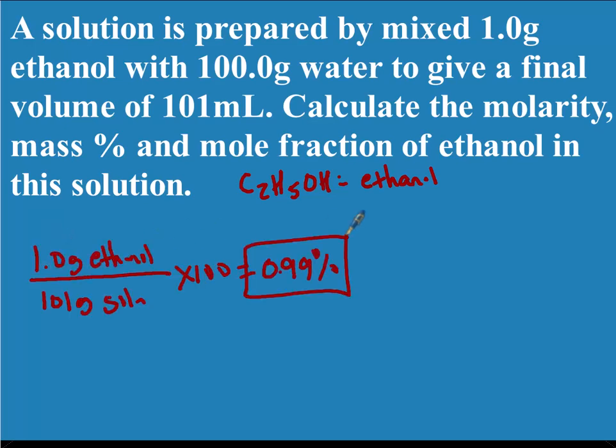So there's a couple of ways you could have started. I went ahead and did mass percent first. So that's mass of solute over total mass. And my total mass is my mass of solution, or 101 grams. So solving that out, I got 0.99%.